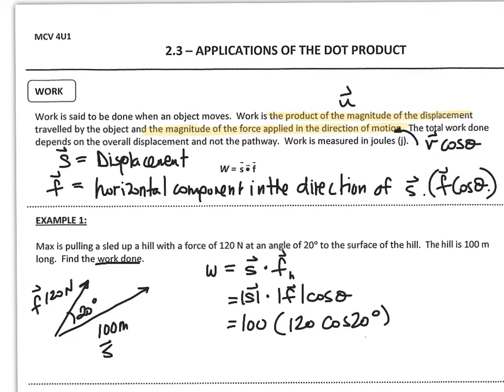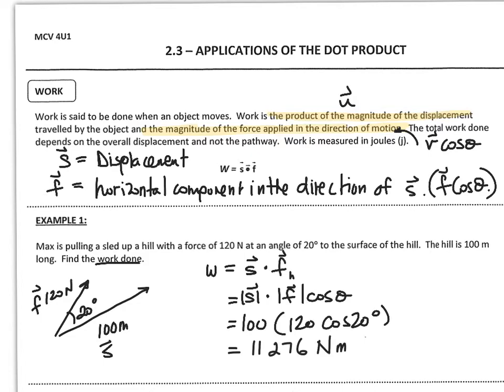So we've got our two components just like we had before. Now we've just got it set up in a way where this is the horizontal component of our force vector going up this way, and that's our displacement vector, and we're multiplying the magnitudes again. For this we'll end up with 11,276 newton meters.